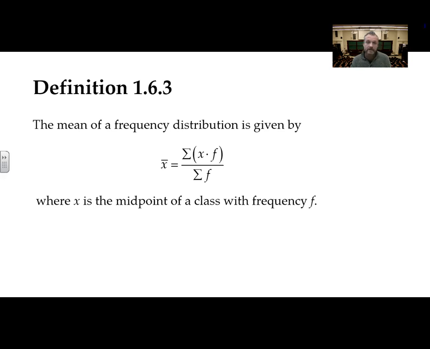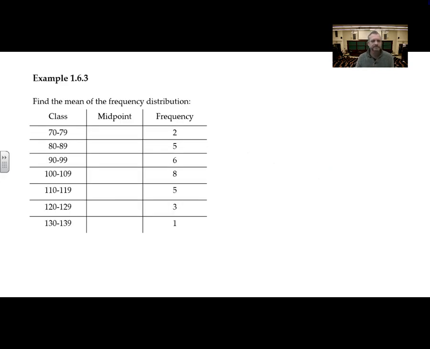But there's also a mean of a frequency distribution. And that's given by this formula. And this formula should look familiar. It should look a lot like the last one. Essentially, the frequencies are the whats? Well, they're the weights. Frequencies are the weights. Let's see how this works.